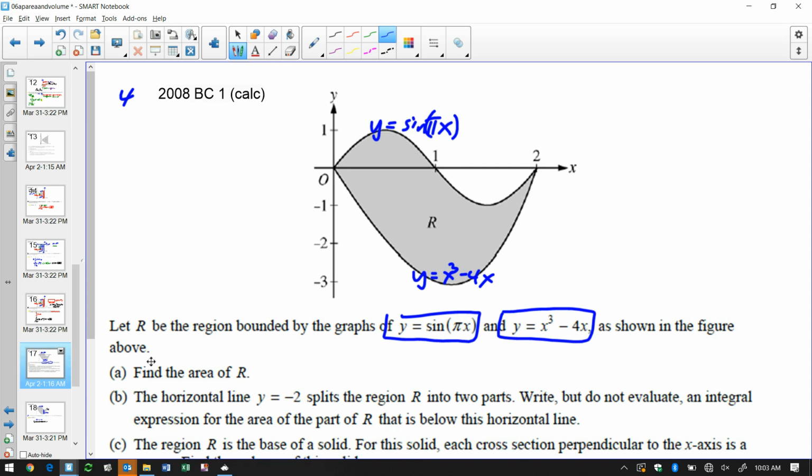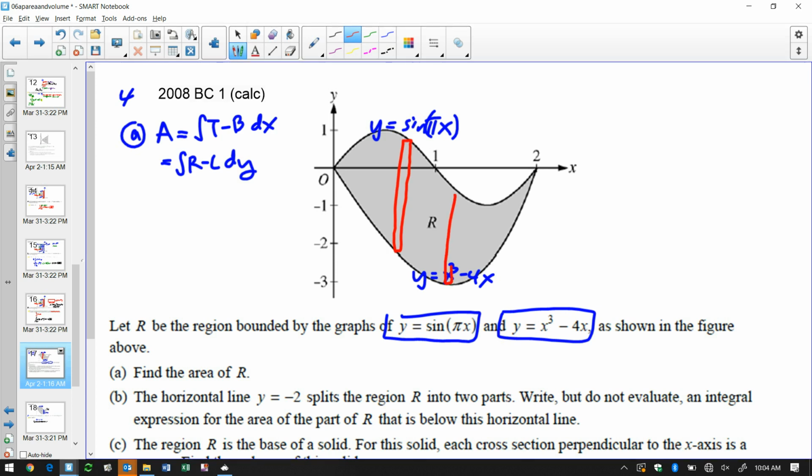All right, I've got my two functions. The first question says find the area R. Okay, so find the area of R. Remember, guys, area only has two formulas. It's either going to be top minus bottom dx, or it's going to be right minus left dy, one or the other. So you just choose. Do you want a dx problem or do you want a dy problem? Dx. If you choose dy, you're going to be in big trouble for this problem. Okay, I have no idea how to do it.